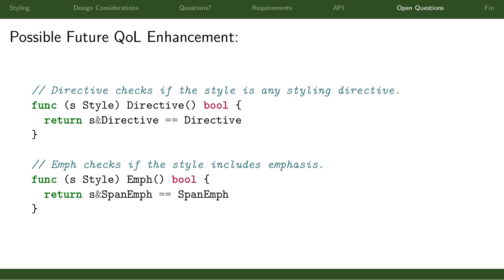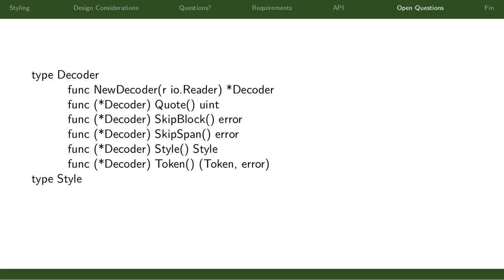So we're kind of into the open questions with the library section now. If we go back to our initial API, you'll notice there's also this quote method. The style currently only tells you that you are or are not in a block quote. It doesn't tell you how many times that quote has been nested. And that's what this method does. If we're in the second level of a block quote, this will return 2.